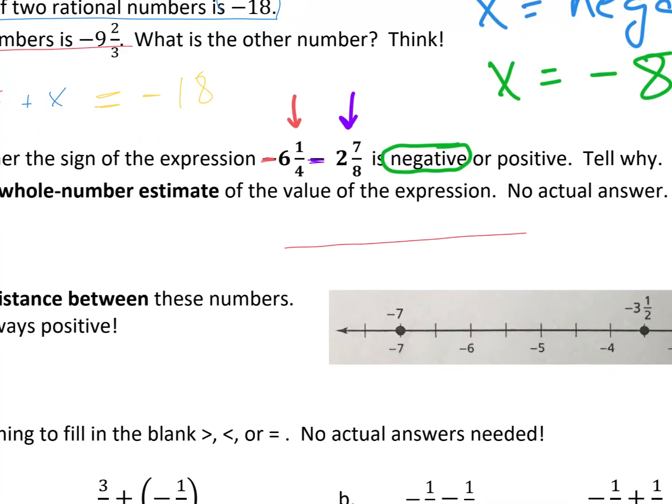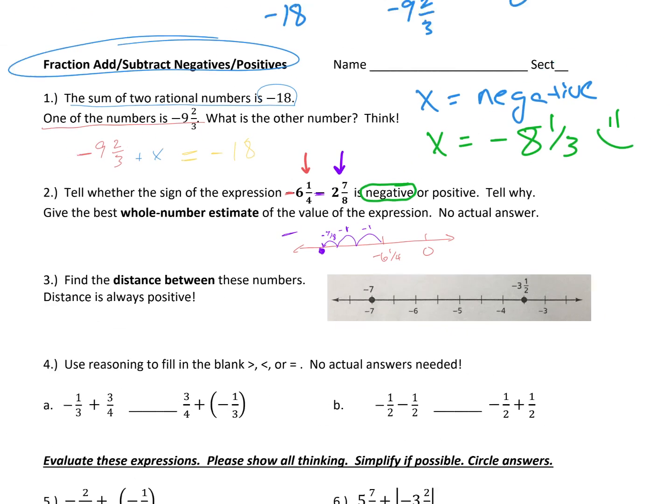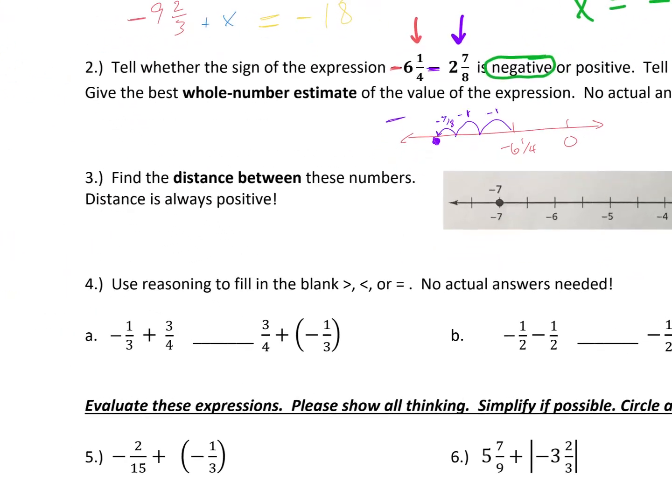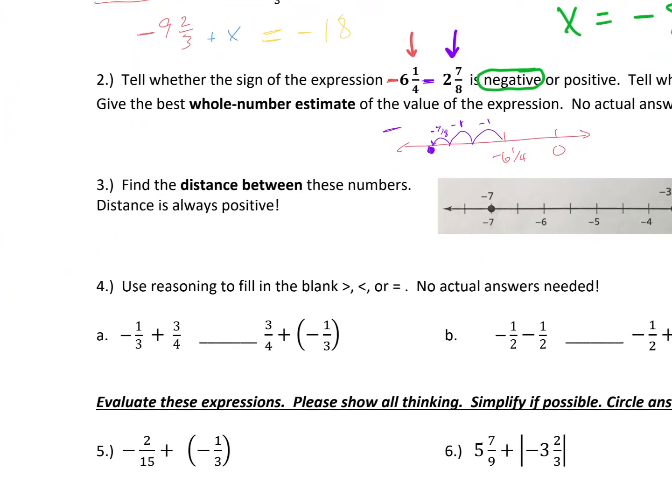Let's do that one more time. So we started here at negative 6 1/4, and if we were to move in the negative direction, 1, 2, and then a little bit, which would be negative 7/8, that's where we would end up, right here at a negative number. It didn't want actual answers, right? So there you go. Next, find the distance between these numbers. Hint, hint, hint, distance is always positive.